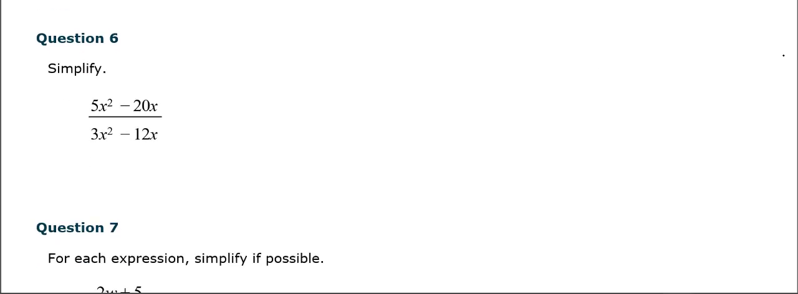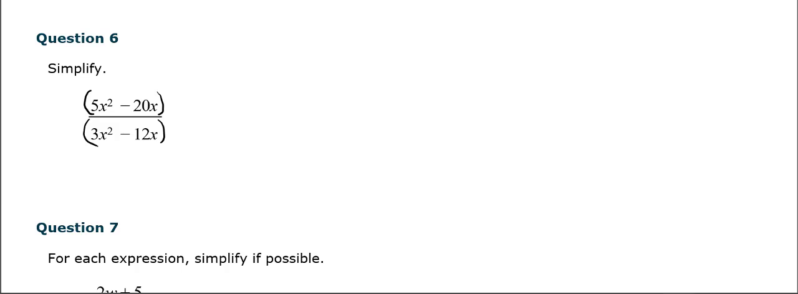Okay, let's look at another one. Now in some cases, like question 6, we're going to have to factor. So in the numerator, we have 5x squared minus 20x, and in the denominator, 3x squared minus 12x. So remember that the first step in factoring is to remove the greatest common factor. So what I usually do is put them in parentheses, reminding myself that they represent a single factor.